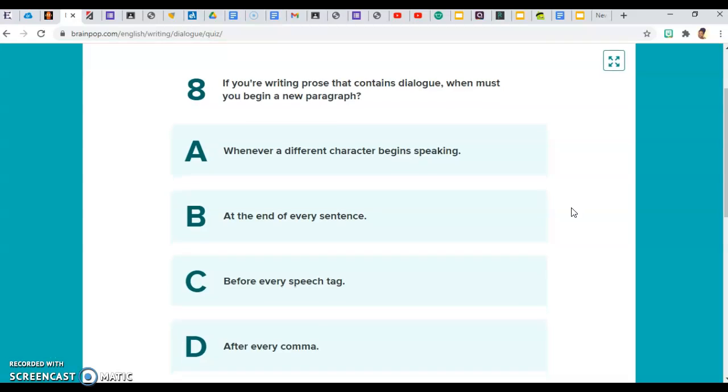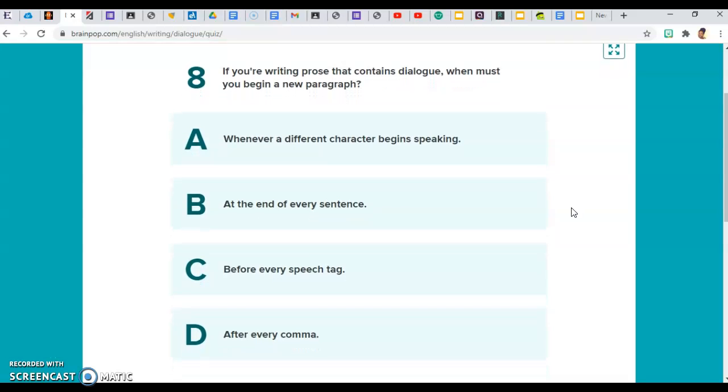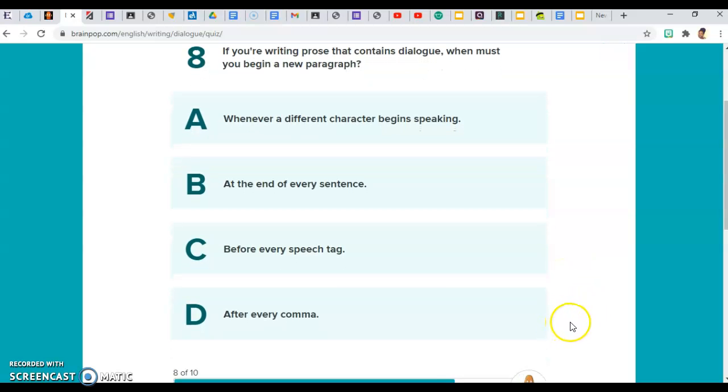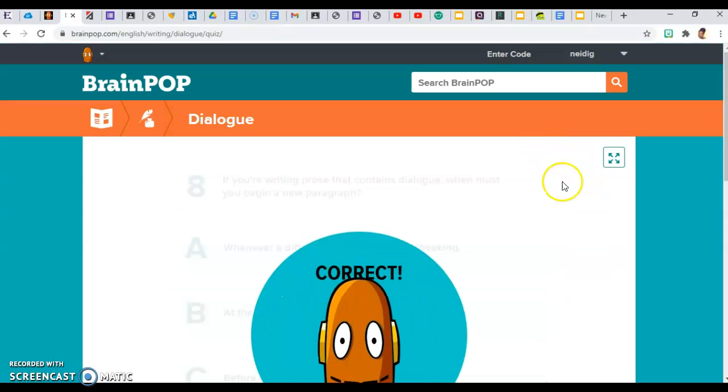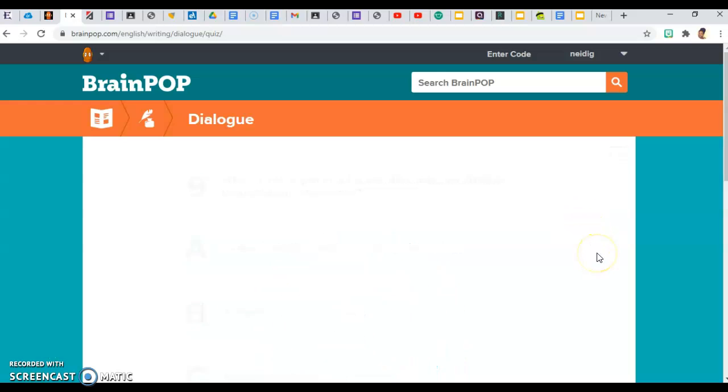Number eight. If you're writing prose that contains dialogue, when must you begin a new paragraph? A. Whenever a different character begins speaking. B. At the end of every sentence. C. Before every speech tag. Or D. After every comma. Starting at A. A is our correct answer.